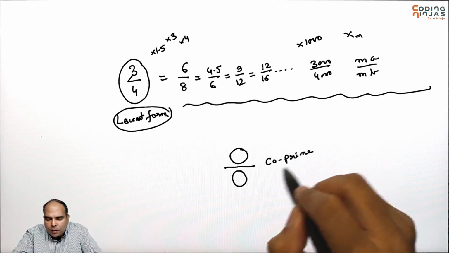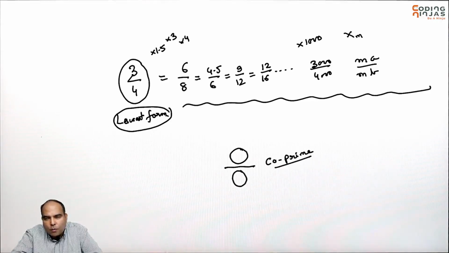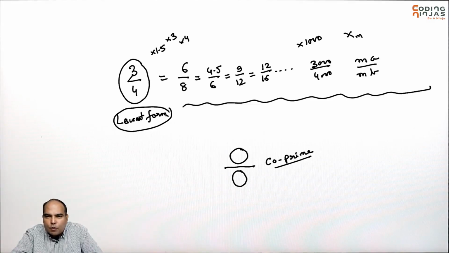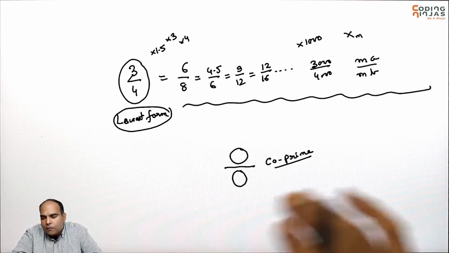Unless the numerator and denominator are co-prime, if they are not co-prime, you will be able to break down the ratio further, or bring it down to a lower form. But once the numbers become co-prime, the ratio will not be reducible further.